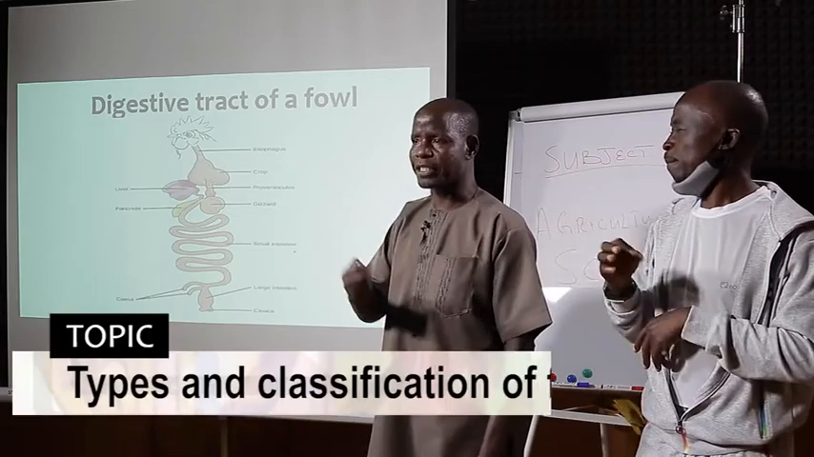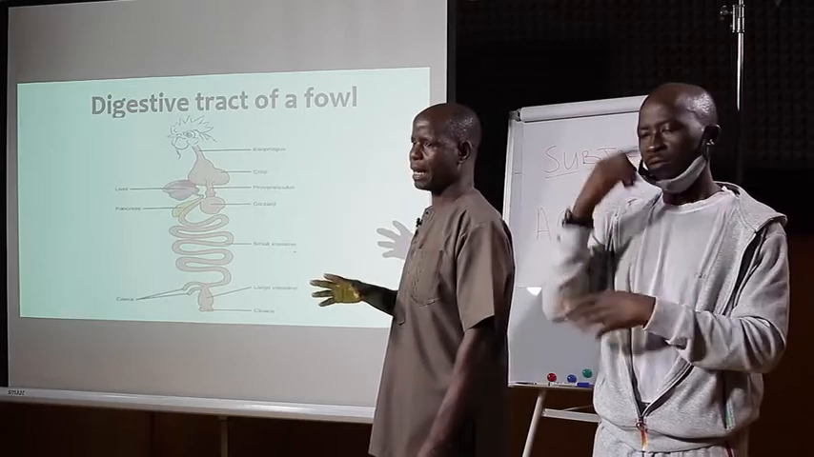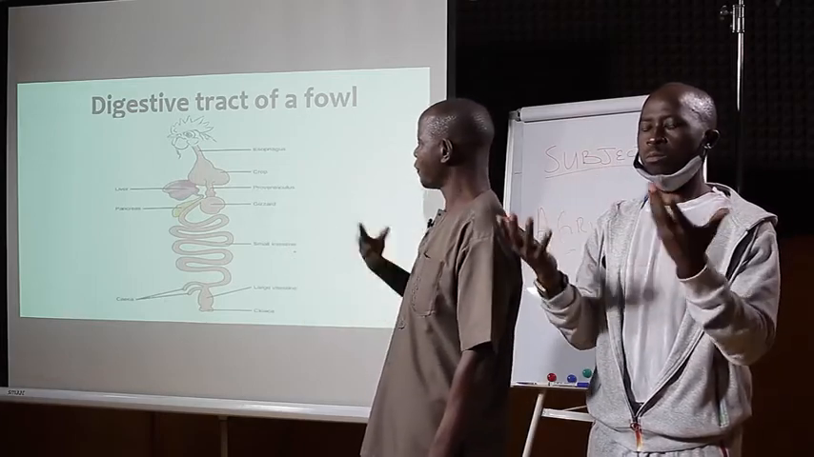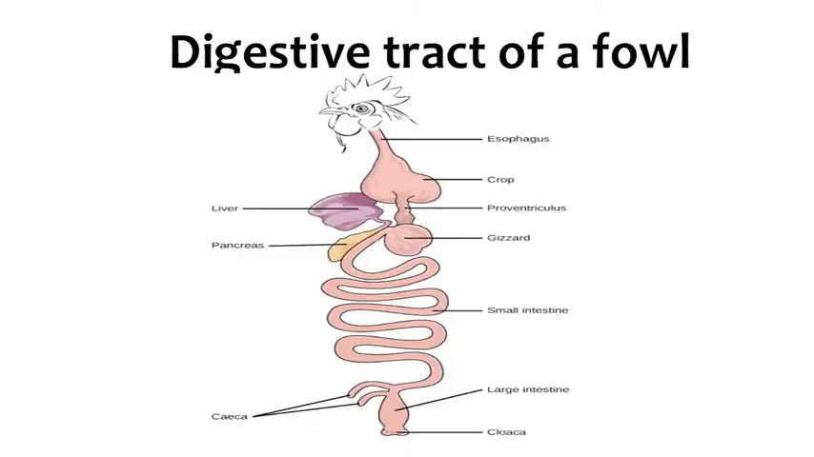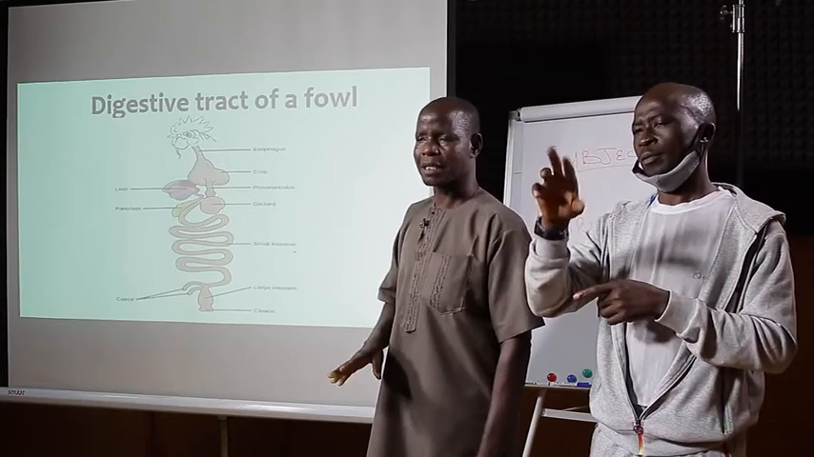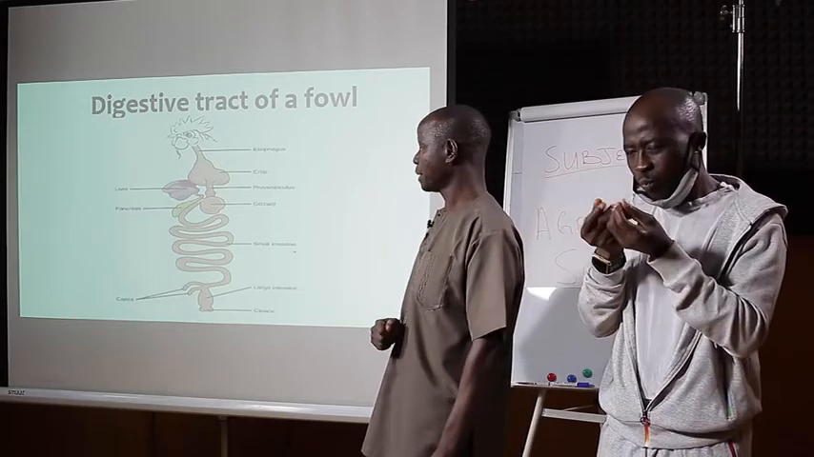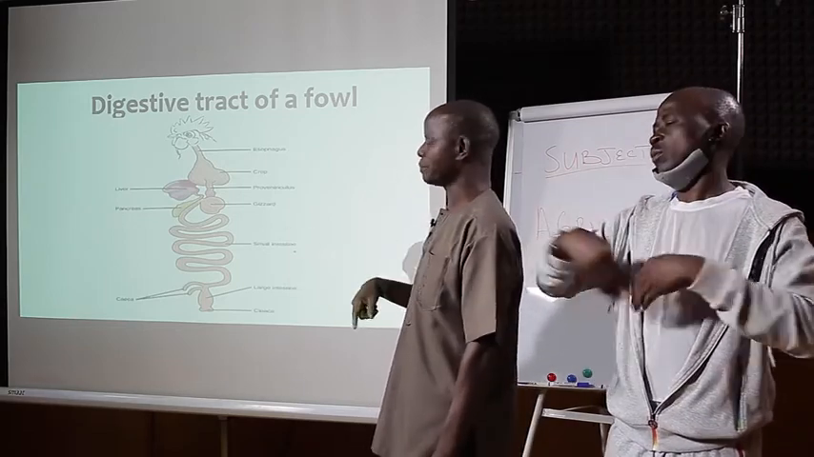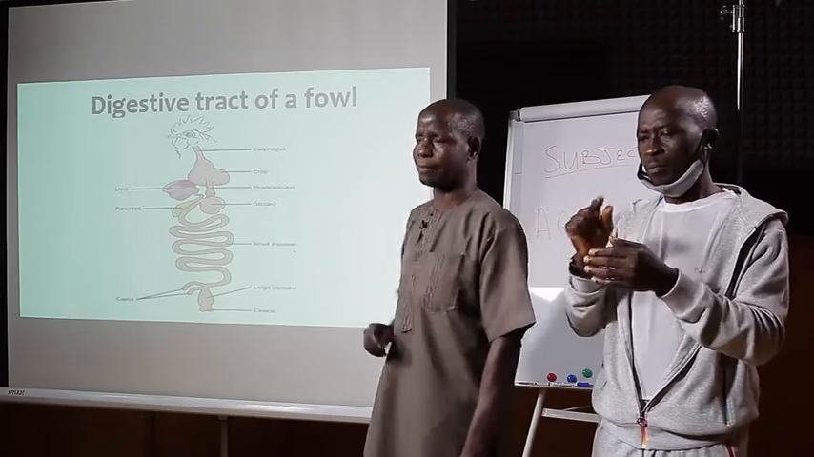The feed remains there for a day or two for it to be moist and ferment. Then the feed moves to the proventriculus. At the proventriculus, hydrochloric acid is produced. Then the feed moves to the gizzard. The gizzard grinds the food into smaller pieces before it moves to the duodenum. That's the first part of the small intestine.